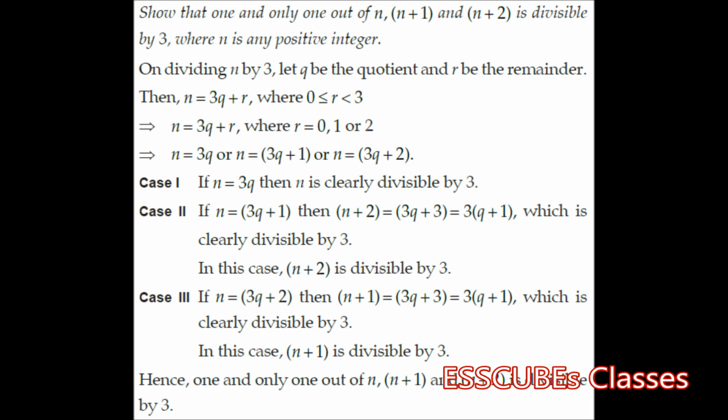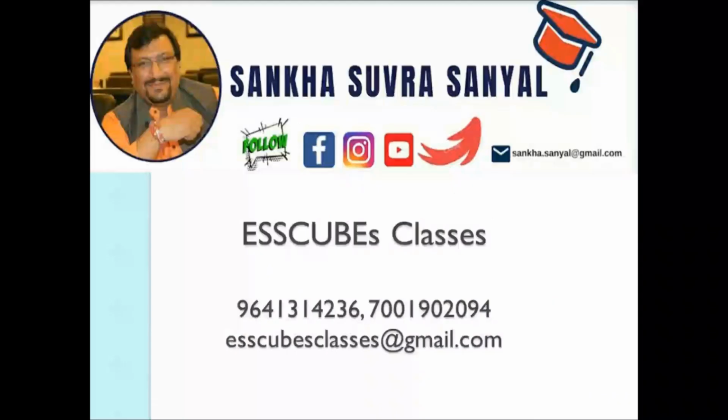Thus, we can conclude that one and only one out of n, n plus 1 and n plus 2 is divisible by 3. Because if all 3 are divisible, it is not possible. So only one of these is possible, that it is divisible by 3. So this brings us to the end of the lecture.